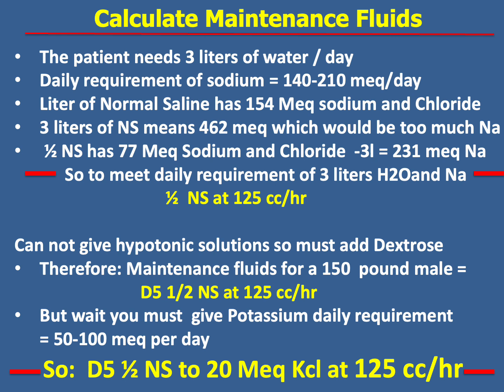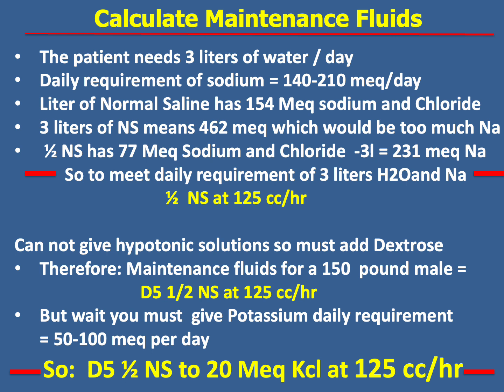So if the patient needs 3 liters of water per day, and the daily requirement of sodium is 140 to 210 milliequivalents per day, and a liter of normal saline has 154 milliequivalents of sodium, then 3 times 154 would be 462 milliequivalents of sodium, and we would greatly exceed the sodium requirement. However, since half normal saline has 77 milliequivalents of sodium per liter, then 3 liters would give 231 milliequivalents of sodium and meet the sodium requirement. For this 70 kilogram patient, the maintenance fluid order would be half normal saline at 125 cc's per hour.